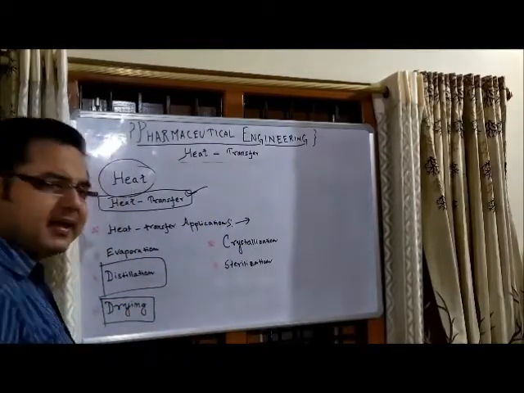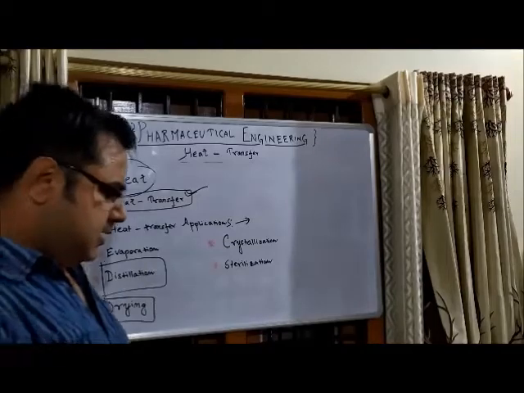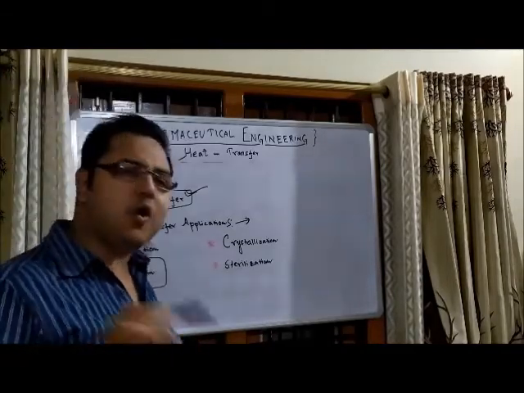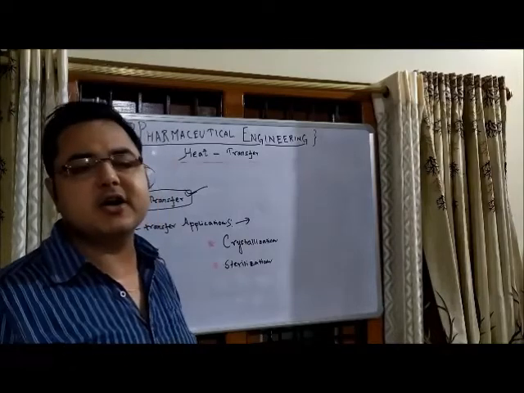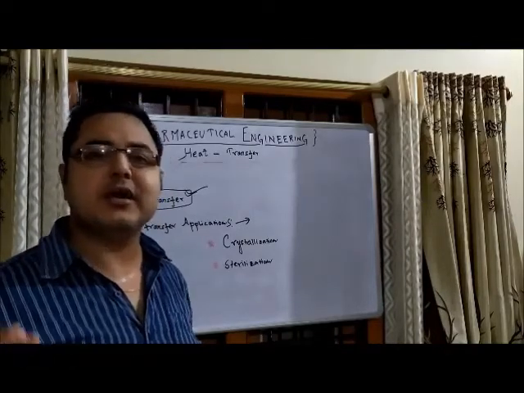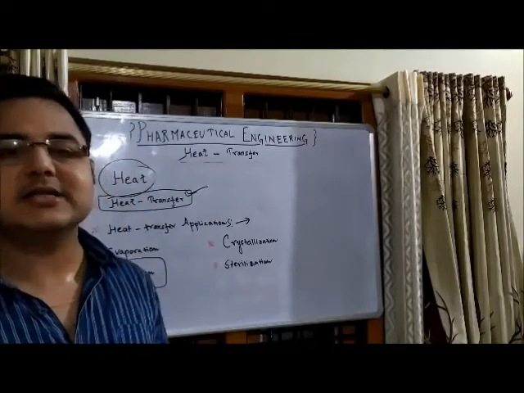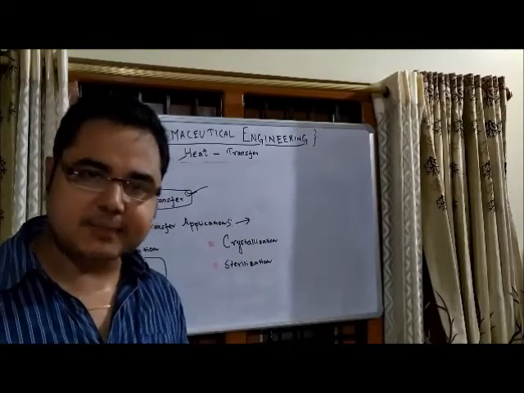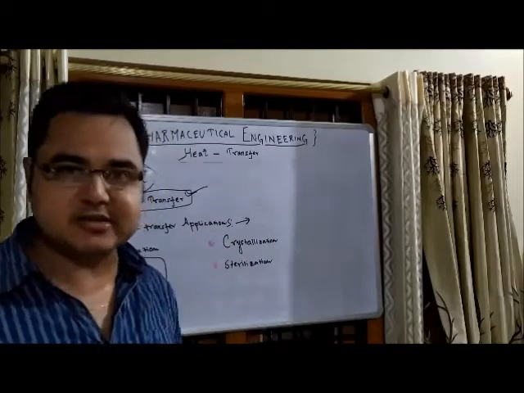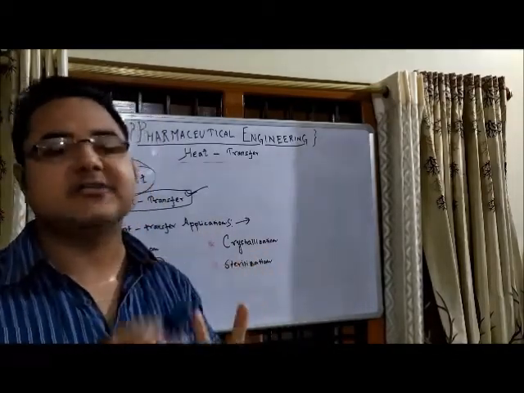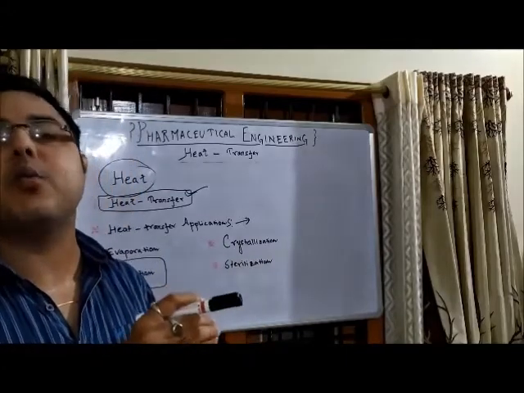The next concept is drying. Where is the drying process used? We all know that for the manufacturing of tablets, we first need to make the granules, right? Now these granules contain the drug particles along with the additives. There are basically two methods of granulation: one is dry granulation, another is wet granulation.